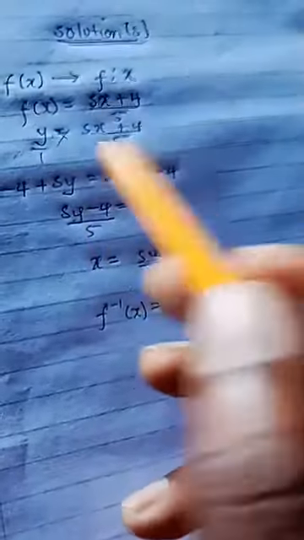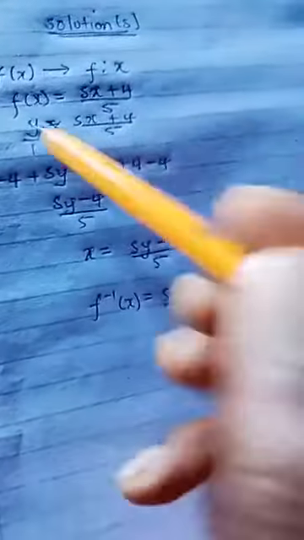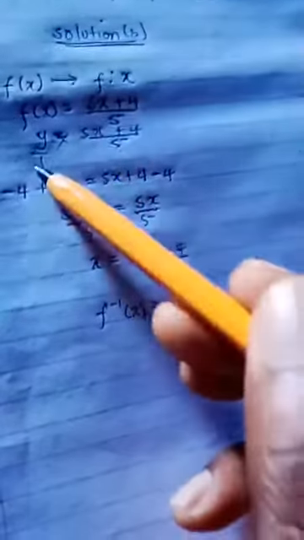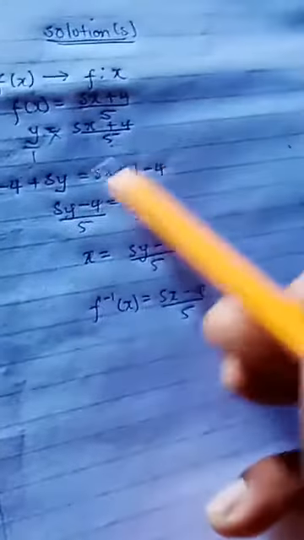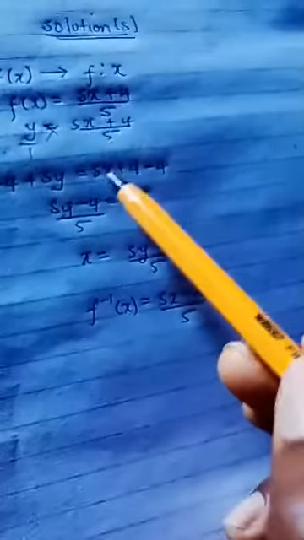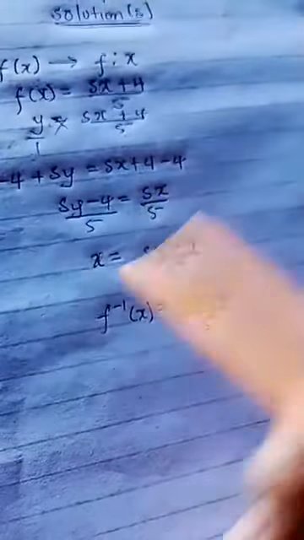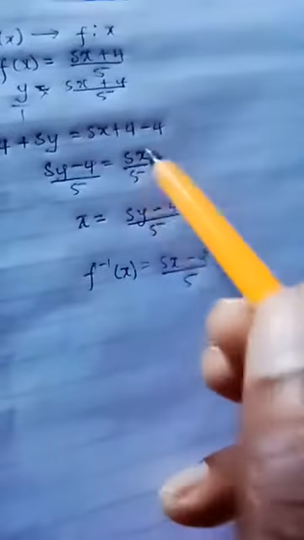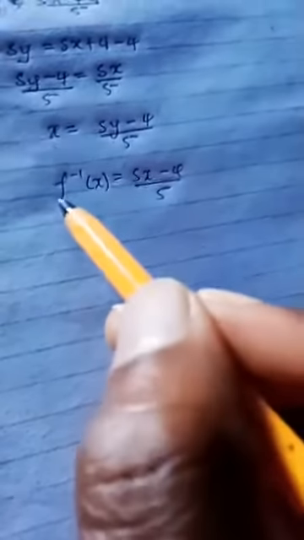You just cross multiply here. Since we have a fraction here and a fraction here, this multiplies with this, this multiplies with this. So this multiplies with 1, you have this, and then this multiplied by that, you have 5y. We are only interested in the variable x, so subtract 4 from both sides, you get this, and then you divide by 5. You'll be left with x equals this, meaning f inverse of x is this.